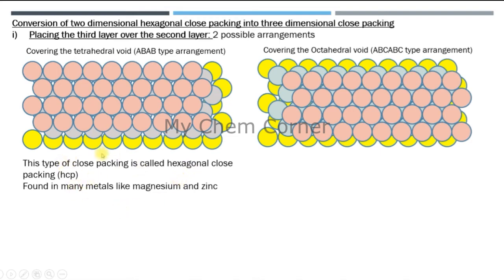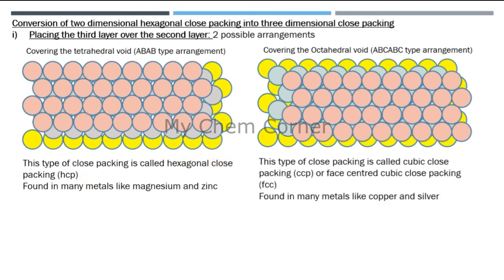Now, in what type of metals is it formed? Metals like magnesium and zinc. These are the metals in which a hexagonal three-dimensional close packing is seen. Whereas the ABC type of close packing is called cubic close packing, or face-centered cubic close packing, FCC. This is found in metals like copper and silver.